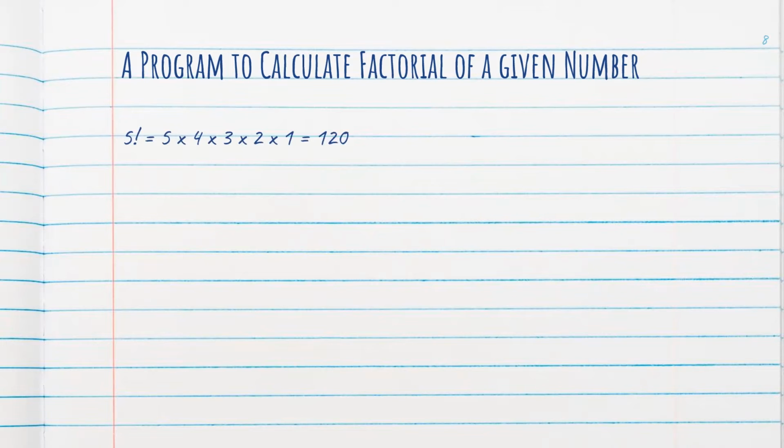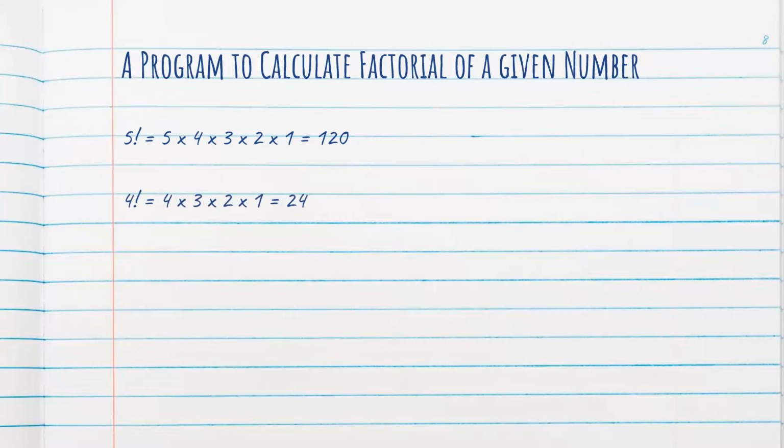In this formula, the factorial of 5 is calculated by multiplying 5 with all its preceding numbers till 1. So the factorial of 5 is 5 multiplied by 4 multiplied by 3 multiplied by 2 multiplied by 1. And the result is going to be 120.